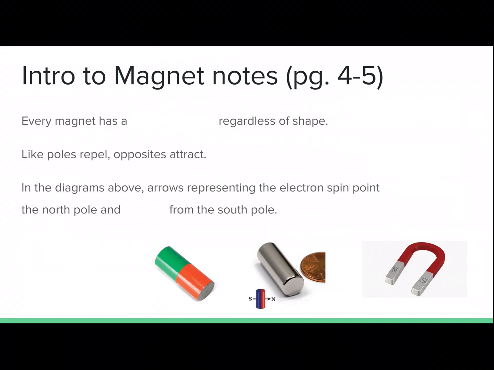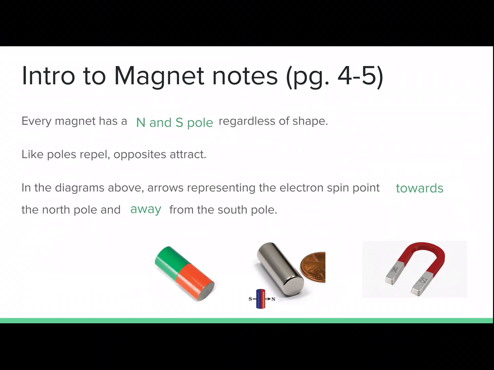Okay, so every magnet has a north and south pole regardless of the shape. So like poles repel and opposites attract. That sounds pretty familiar to something that we just did in Unit 6: like charges repel and opposite charges attract. So in the diagrams above, arrows representing the electron spin point toward the north pole and they point away from the south pole.